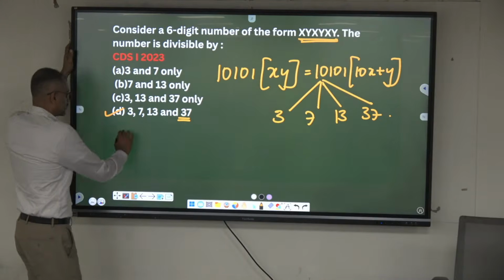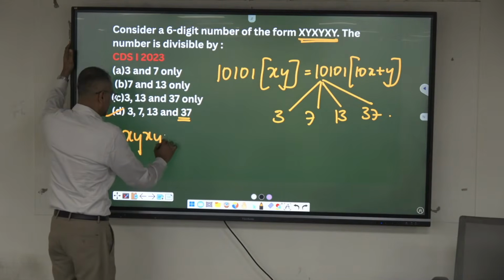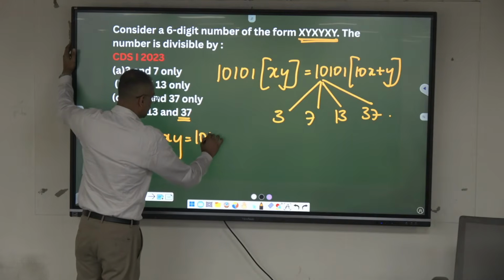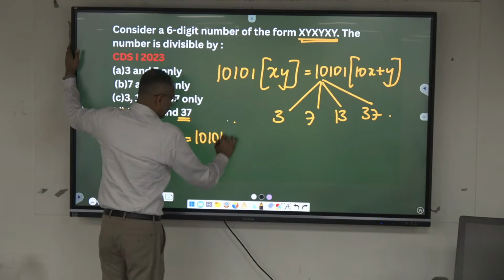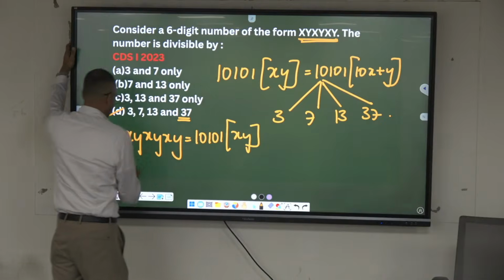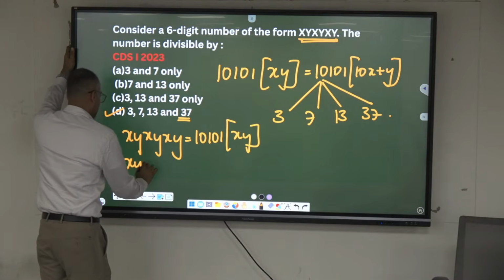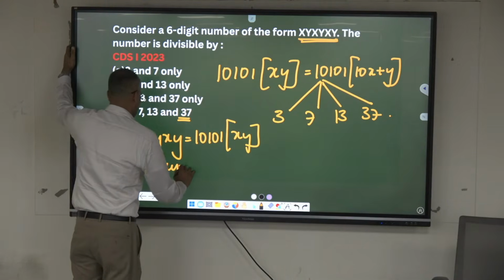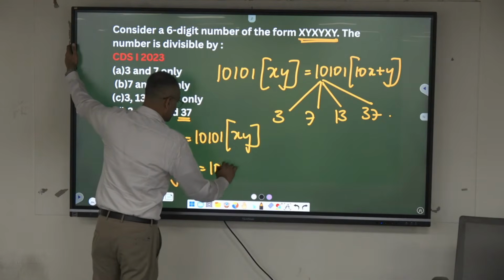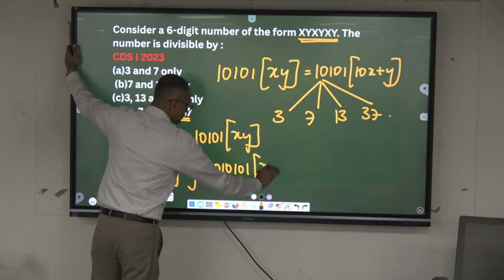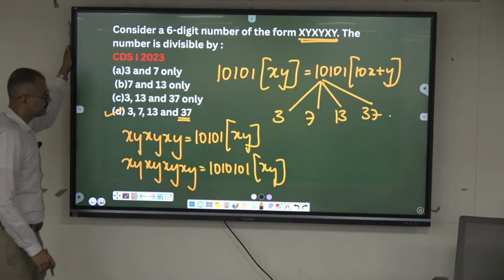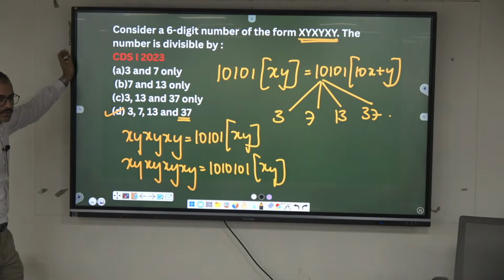So xy can be written in the form of 10101 times xy. If it is one more xy, then 10101 into xy and so on.